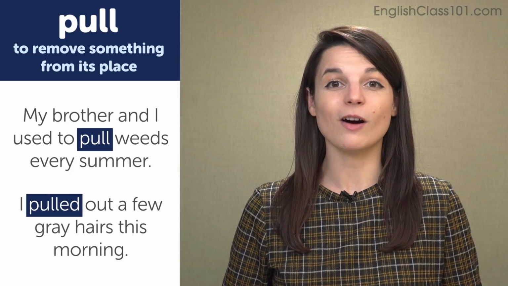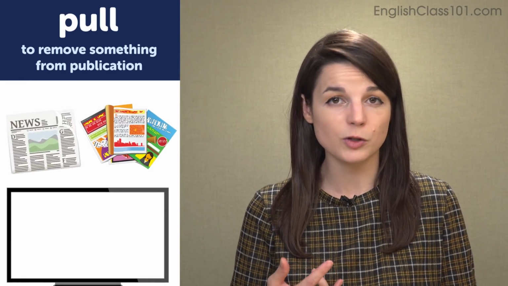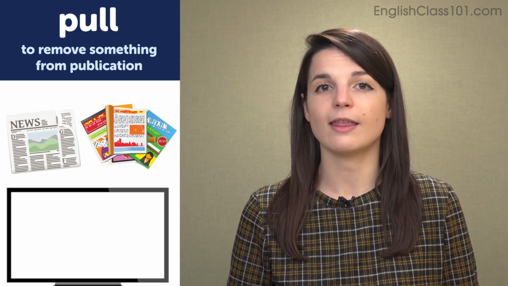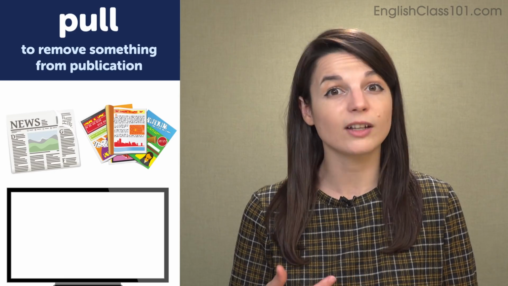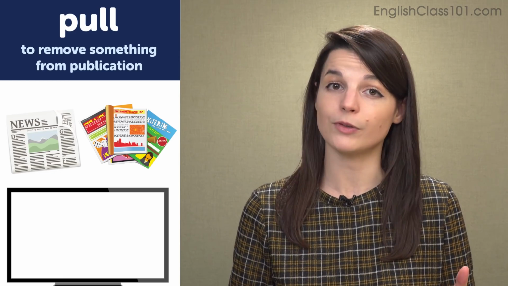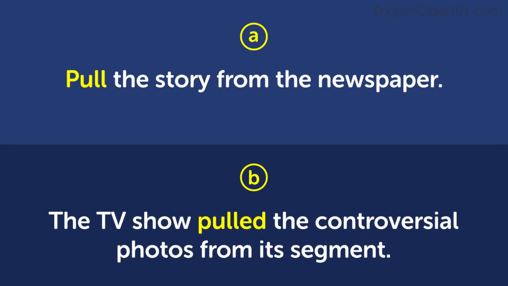Okay, let's go on to the second additional meaning now. The second additional meaning is to remove something from a publication. This can mean TV, it can mean magazines, newspapers, to remove something, usually because that thing is offensive or it's incorrect or it's inappropriate. There's some problem with it. Examples. Pull the story from the newspaper. The TV show pulled the controversial photos from its segment.